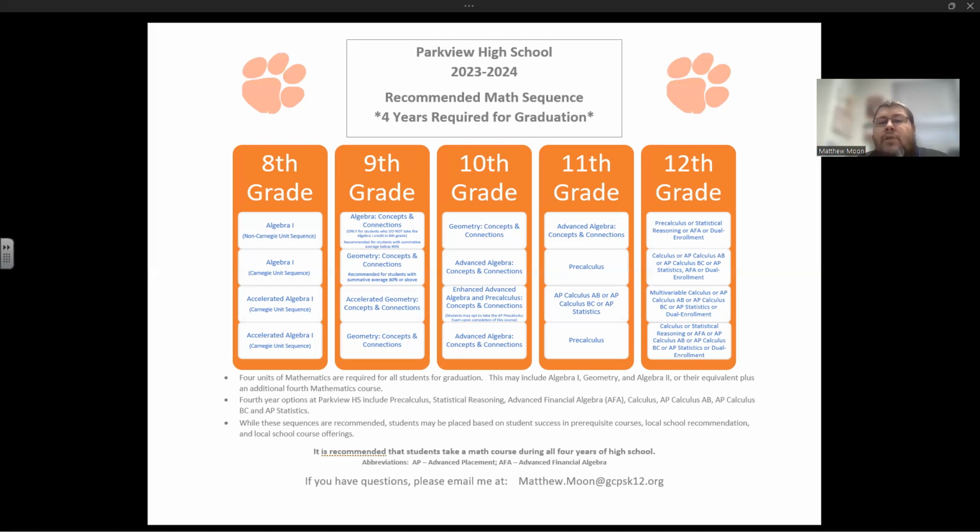And we also have a new course called AFA, which is Advanced Financial Algebra. That course is going to be offered to all students who would like to see real-world mathematics and what that looks like as far as processing and using mathematics in everyday life. So that's a new course offering this year. It actually takes the place of AMDM, which is Advanced Math Decision Making. AFA is going to replace it. And then we also still have our current CP Calculus and CP Statistics classes offered. So there's lots of choices as a senior.